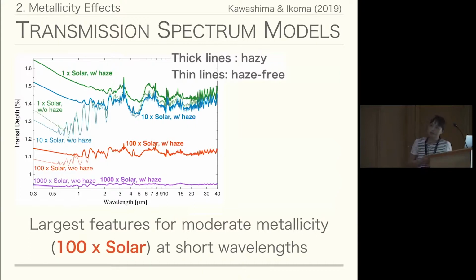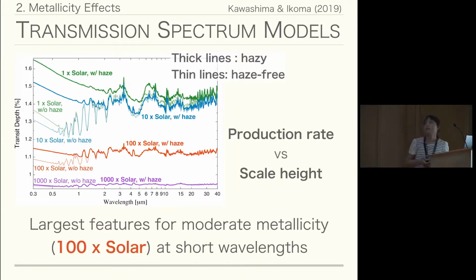We found that at relatively short wavelengths, less than a few microns, the absorption features are the largest for moderate metallicity, such as 100 solar metallicity. This is because of two competing effects. One is production rate, and the other one is atmospheric scale height. We found that both the production rate and the atmospheric scale height are smaller for higher metallicity. So because of these two effects, the absorption features are the largest for the moderate metallicity, such as the 100 solar metallicity case.